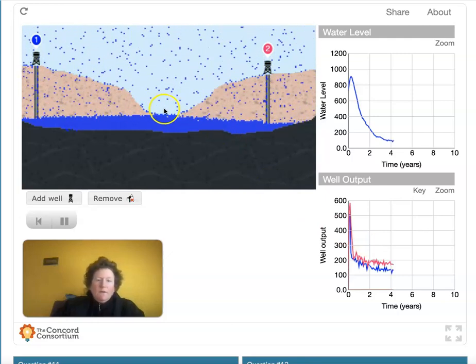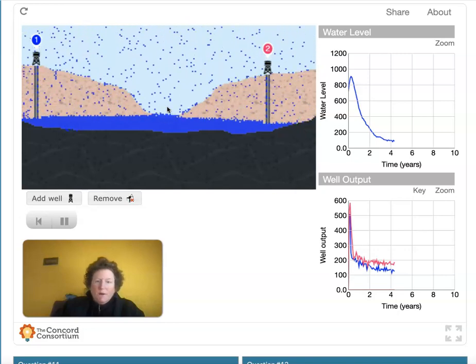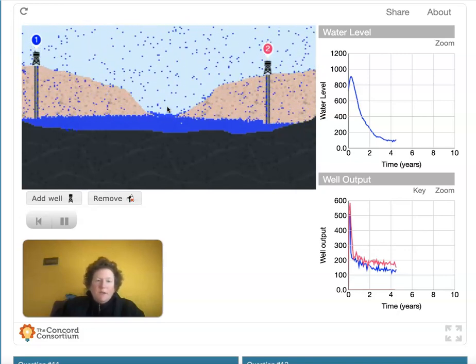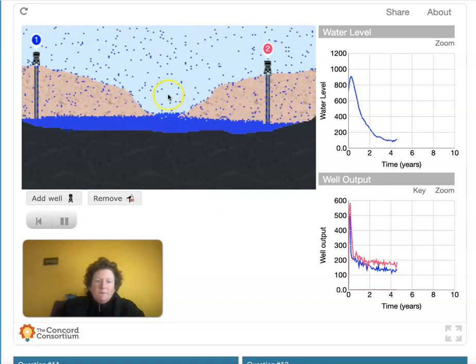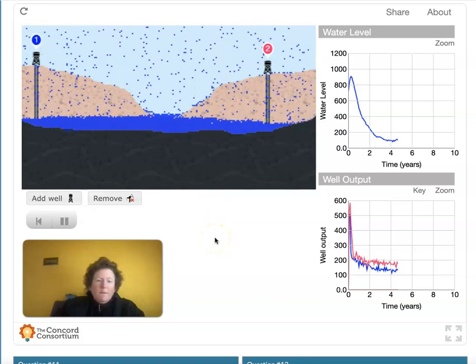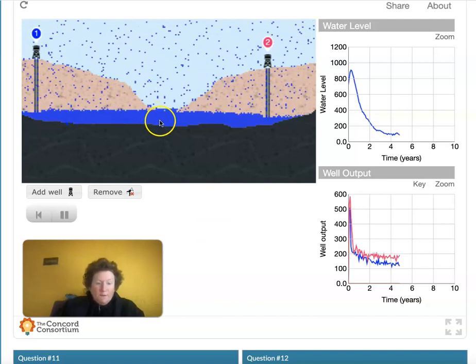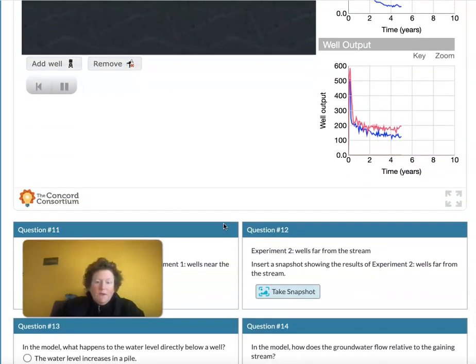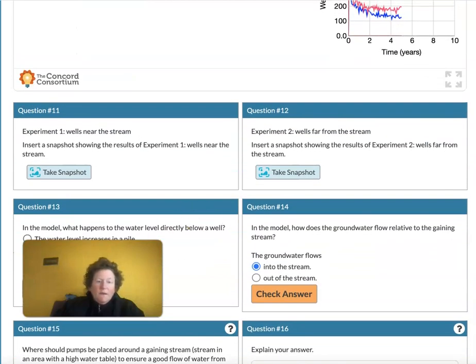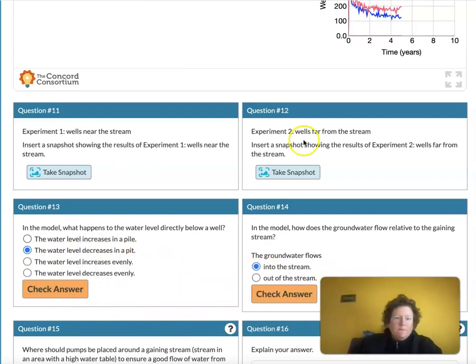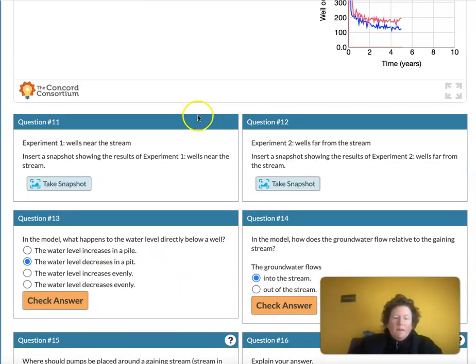Fish and other wildlife that depended on the stream for water, it's going to be a changed habitat. They're not going to have as much water to live in, but it's better overall than putting the wells near the stream. So if we have to put wells in, we have to take a lot of water out, we should consider where we put those wells. All right, I'll let you take a snapshot of your experiment 1. I'll take a snapshot of my experiment 2 here.